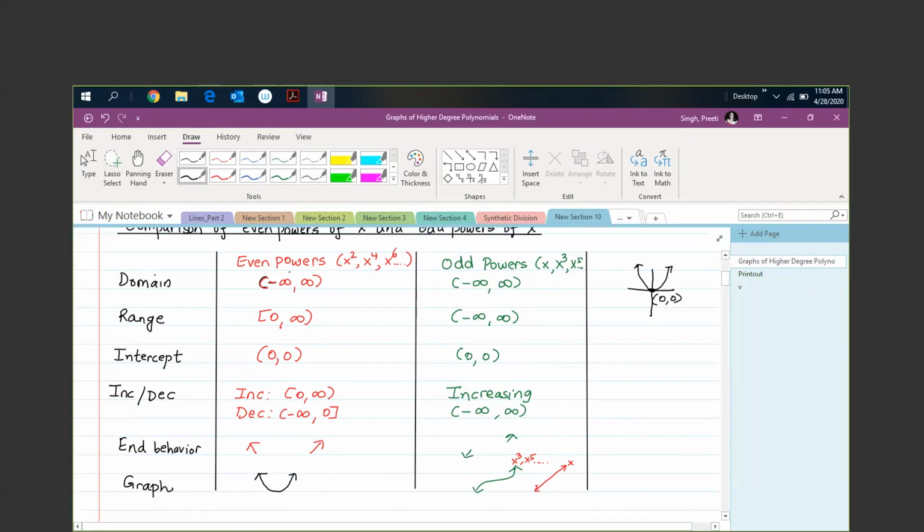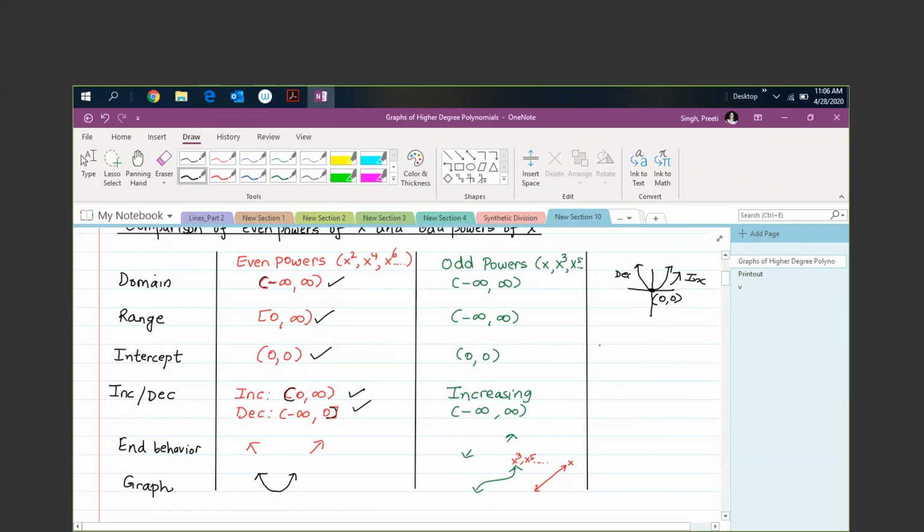So domain is negative infinity to infinity, and range is the same for all of these even powers. They are increasing on the right side, which is 0 to infinity, and decreasing from negative infinity to 0. By the way, I use brackets. I believe my lab is using parentheses here. So you can check what you want to use. Some textbooks use brackets, some textbooks use parentheses. But coming back to increasing, decreasing, they are increasing in this part and decreasing in negative infinity to 0.